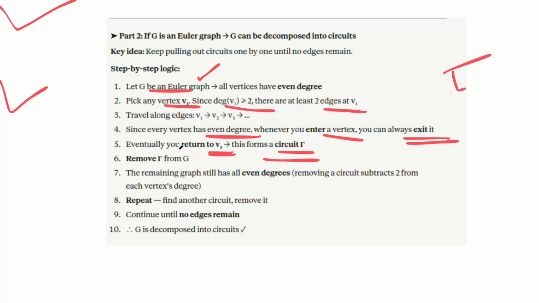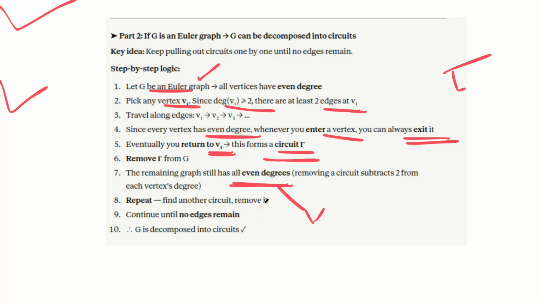If I remove that circuit from the graph, the remaining graph will contain other vertices, and it still has all even degree vertices. Removing a circuit means subtracting 2 from each of the vertices' degree. That's it. So I'm removing that circuit, and I still have all the vertices being even.